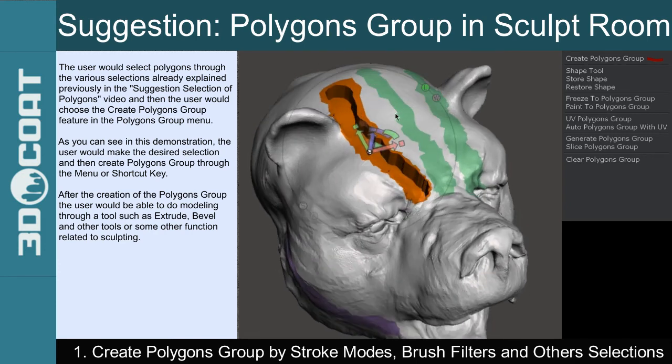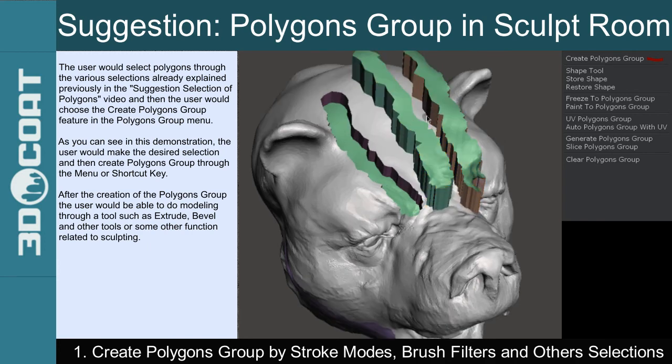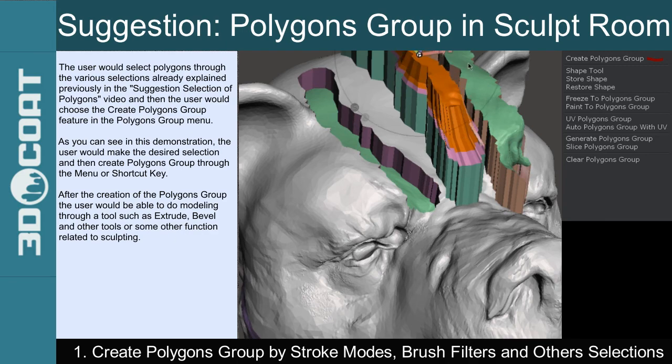After the creation of the Polygons Group, the user would be able to do modeling through tools such as Extrude, Bevel, and other tools, or some other function related to sculpting.